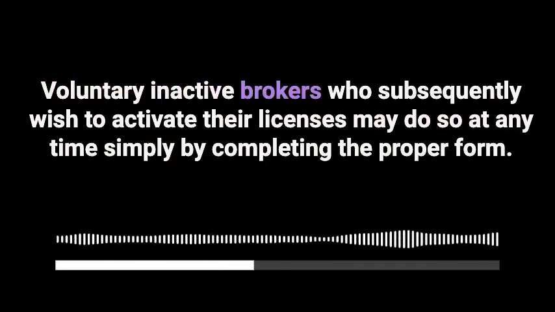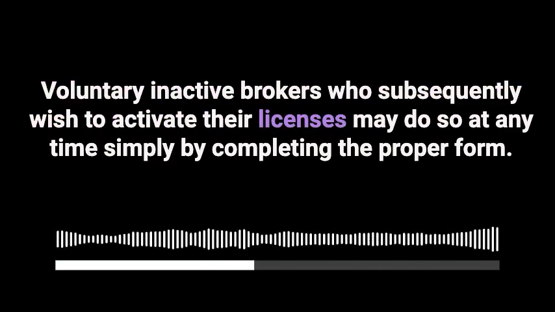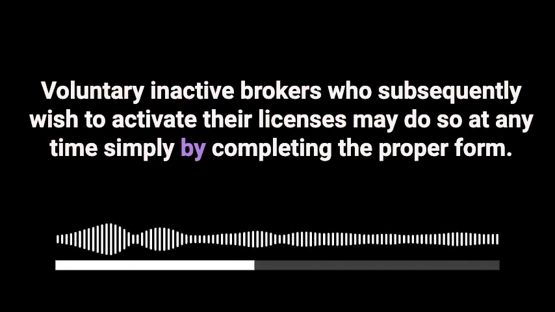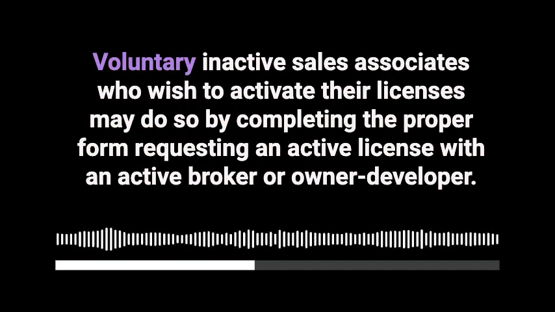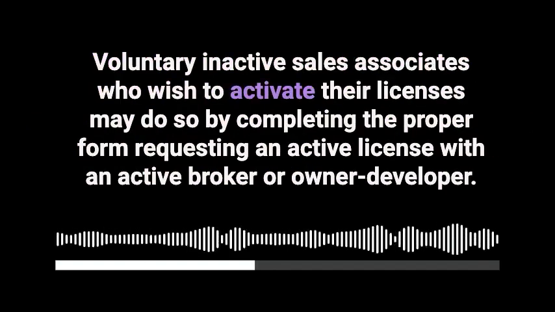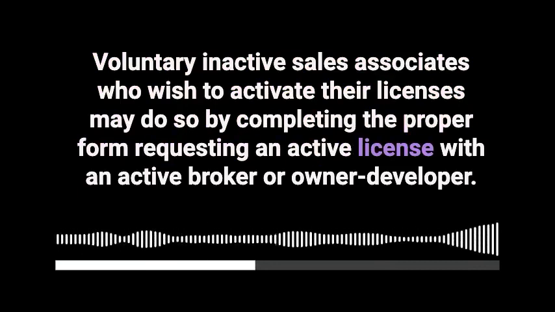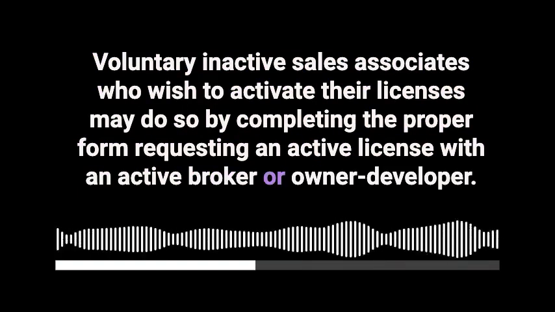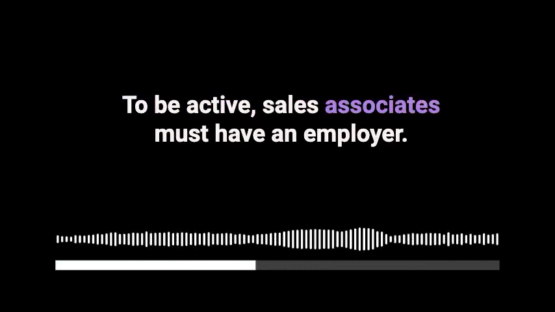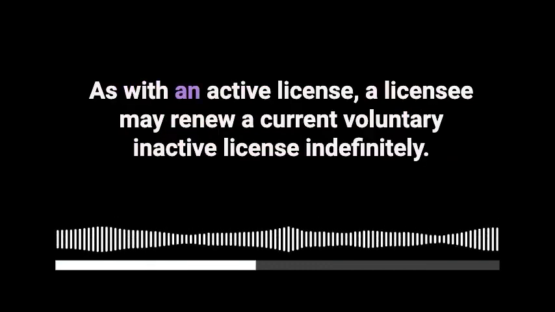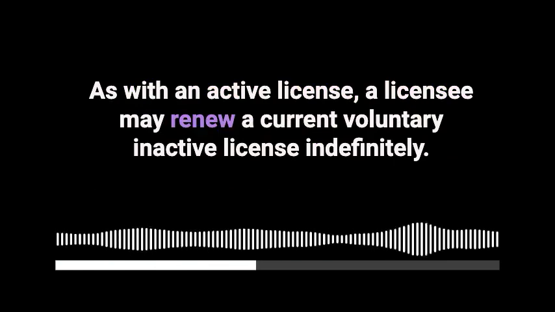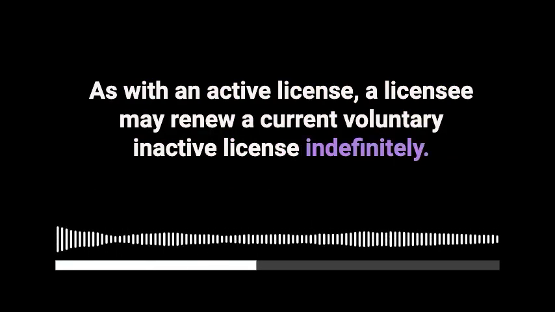Voluntary inactive brokers who subsequently wish to activate their licenses may do so at any time simply by completing the proper form. Voluntary inactive sales associates who wish to activate their licenses may do so by completing the proper form requesting an active license with an active broker or owner-developer. To be active, sales associates must have an employer. As with an active license, a licensee may renew a current voluntary inactive license indefinitely.